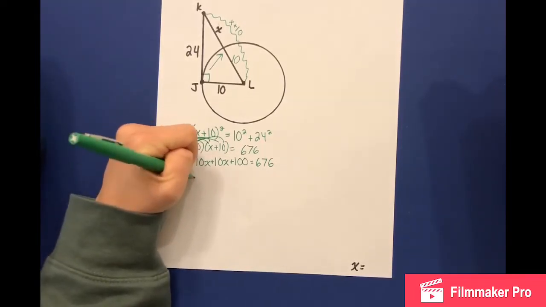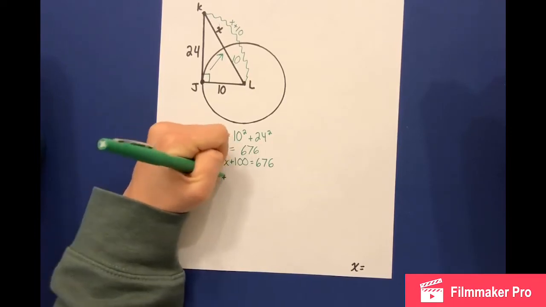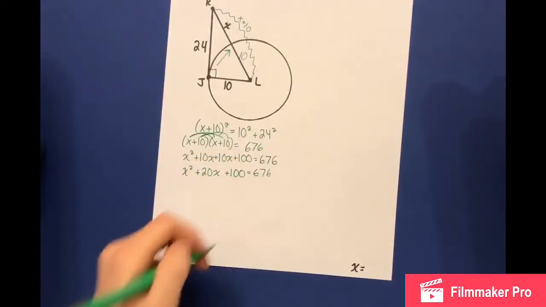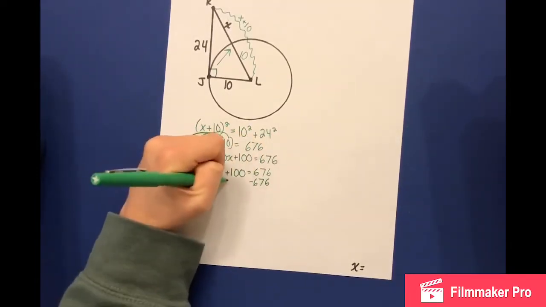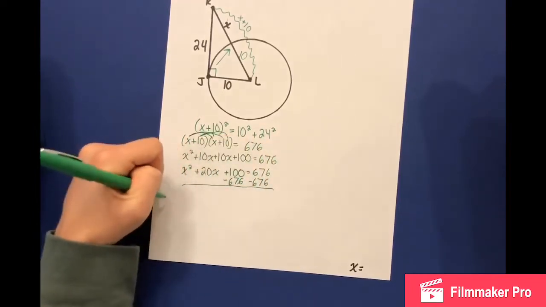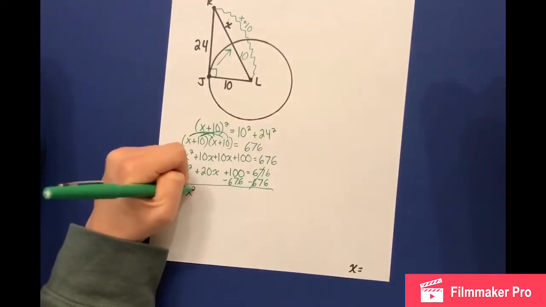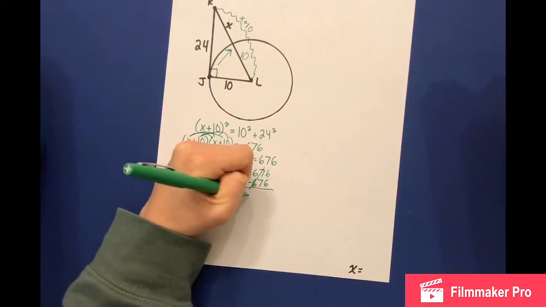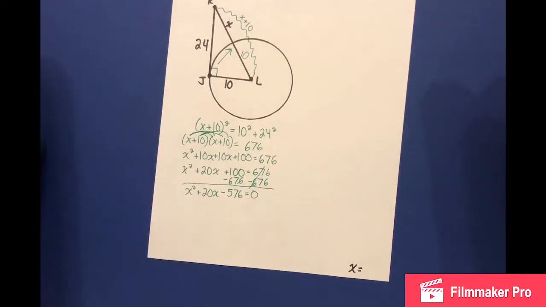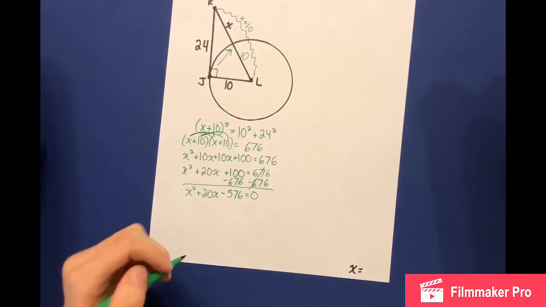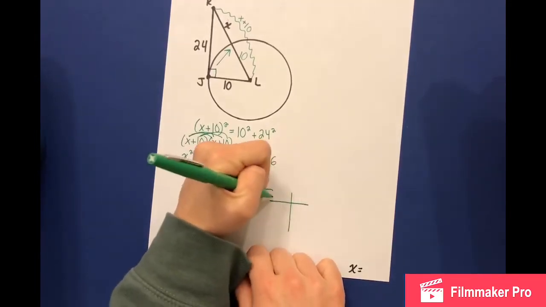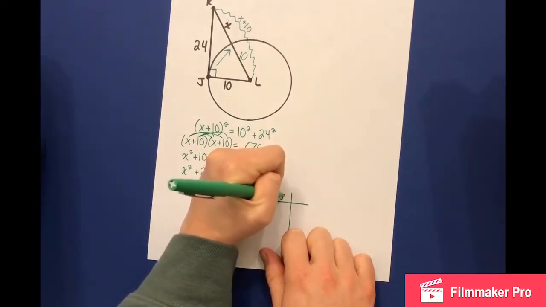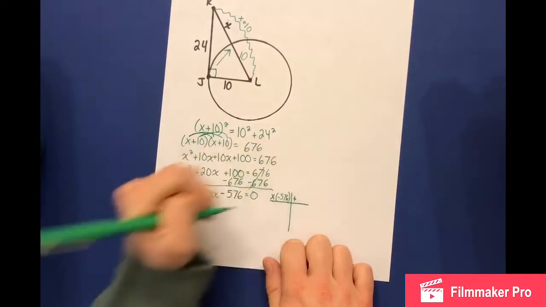So this one ends up using factoring. If I know I'm going to have to factor, I'm going to move this to the other side. So I'm going to subtract off 676, subtract off 676. I get x squared plus 20x minus 576 equals 0. Now I make my little t-chart that helps me figure out how to factor. So I have to find 2 numbers that multiply to negative 576 and add to 20.